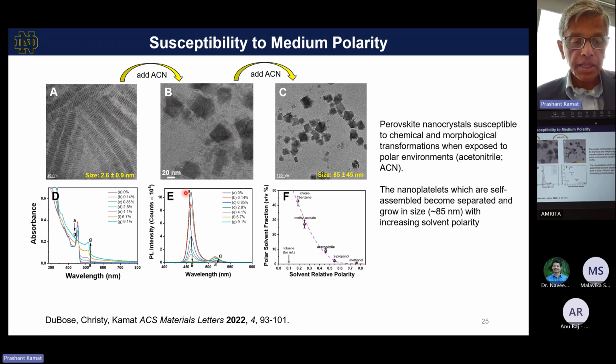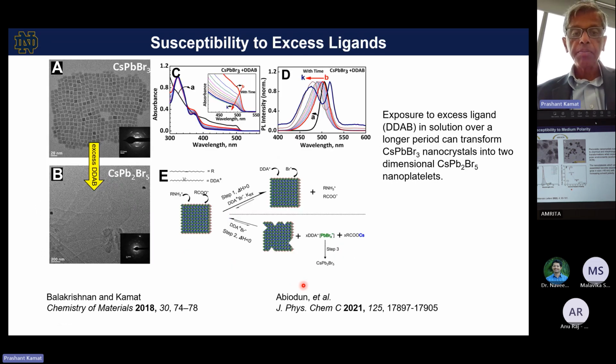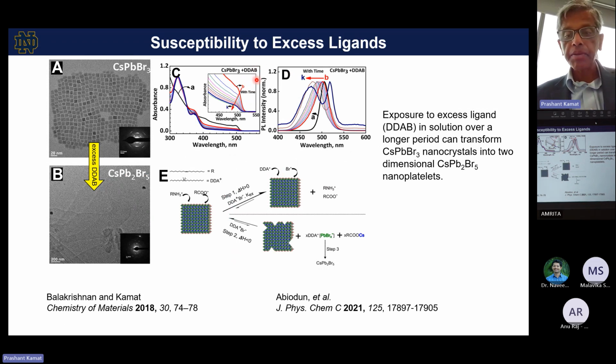And you can see here the emission quenching and a new emission forming down here as it is a bigger crystal. So some of these are very sensitive to polar solvents, and we can show that the more polar the solvent is, the more the stability goes down. So that is one problem. The second problem is when you add excess ligand, like in this case this DDAB ligand, it actually becomes a 2D perovskite.